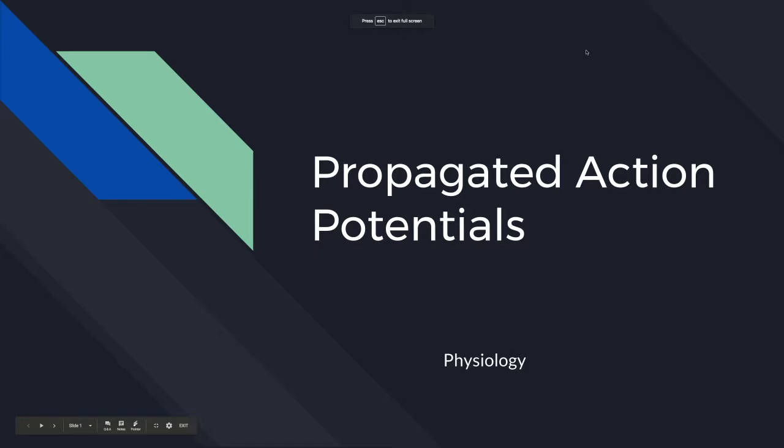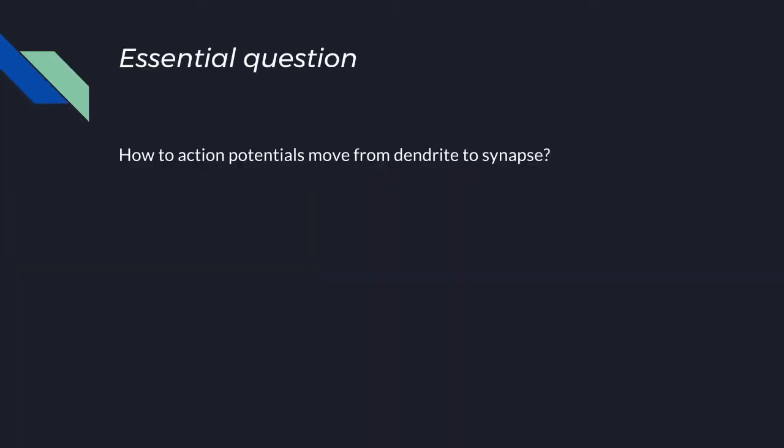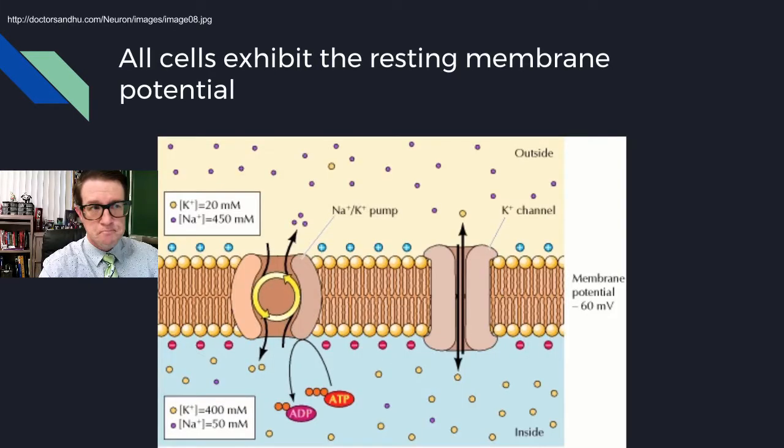So this is part 4 for physiology, where we're going to deal with propagated action potentials. We're just continuing our story that we started a few times ago. In particular, we're going to look at how we move action potentials from the dendrite towards the synapse.